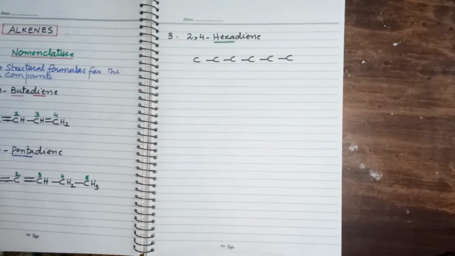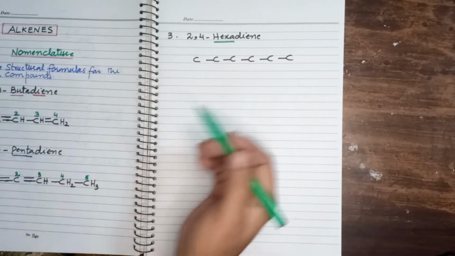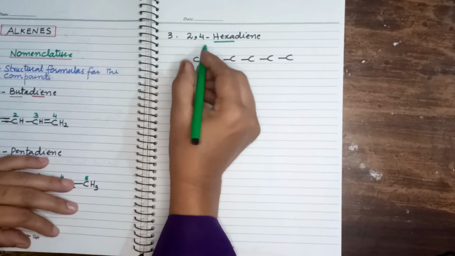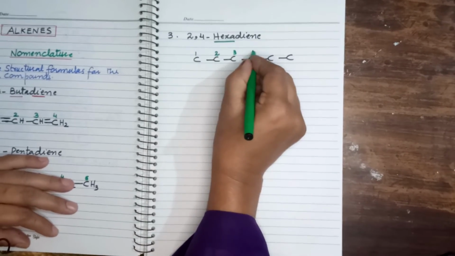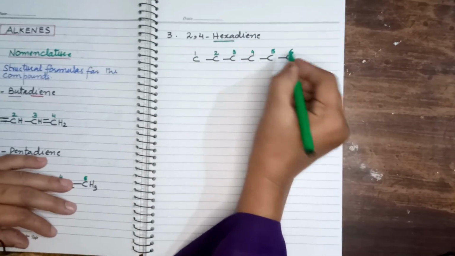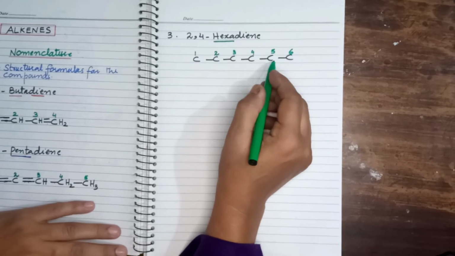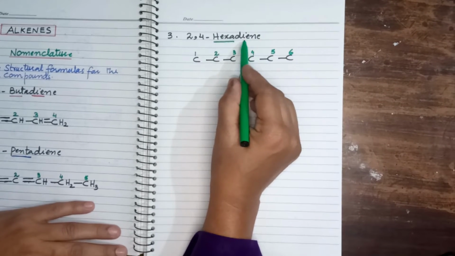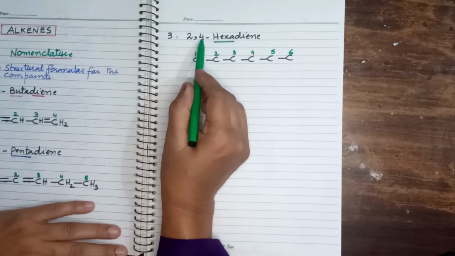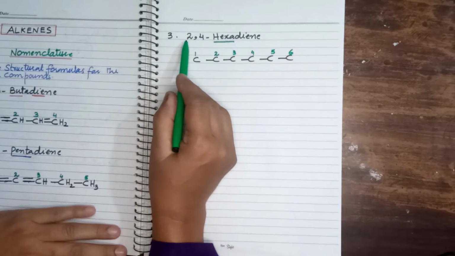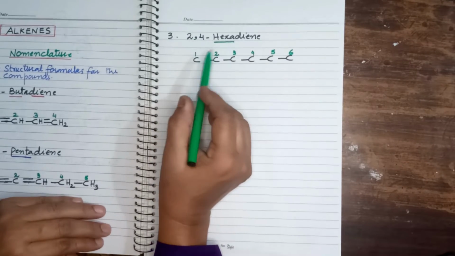Right? Now do the numbering either from the left side or from the right-hand side: 1 2 3 4 5 6. Okay, we have done the numbering. Now di-ene means how many double bonds? There are 2 double bonds, right students? So what are their positions? 2 4. It means the first double bond is present between carbon number 2 and carbon number 3.